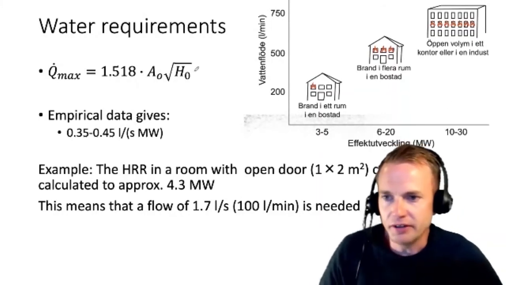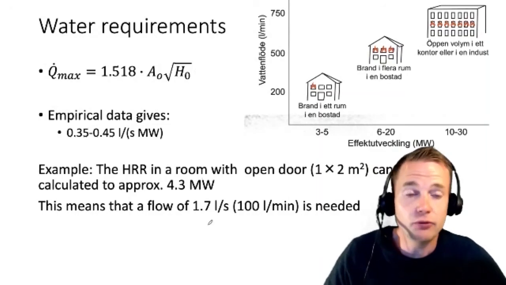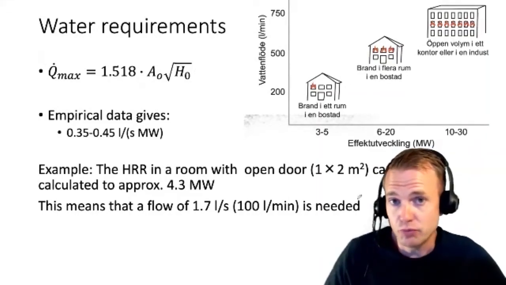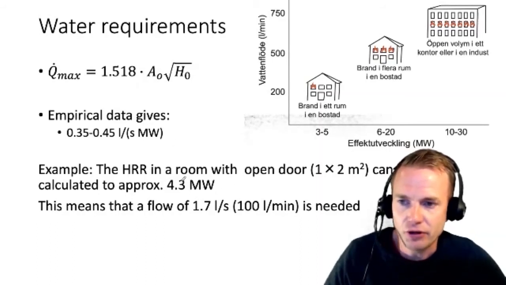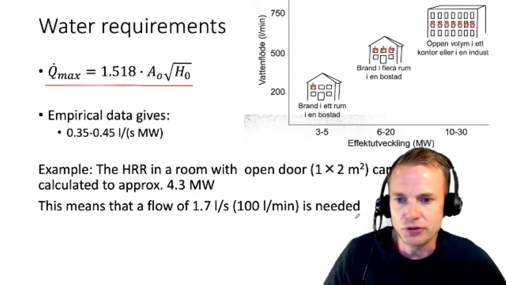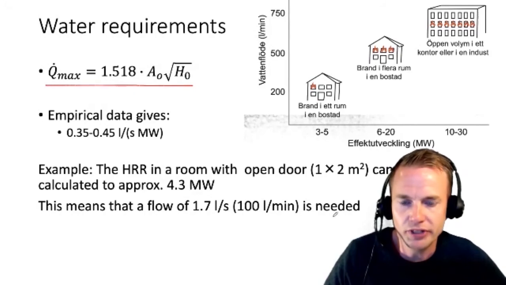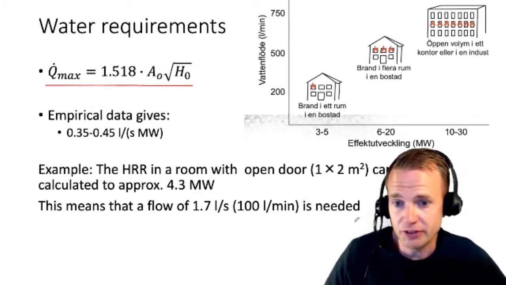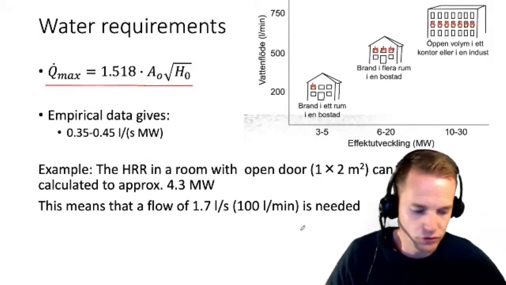Just using these two very simple relationships and equations, and we have a room that has a door that's 1 meter wide and 2 meters high. We can see that the maximum HRR, heat release rate, is 4.3 megawatts with help of this equation. And that means that we need a certain flow to extinguish that fire. And this is usually what one hose will give at the Swedish Fire and Rescue Service. So in order to put out this fire in this single room with this opening door, we need one hose.